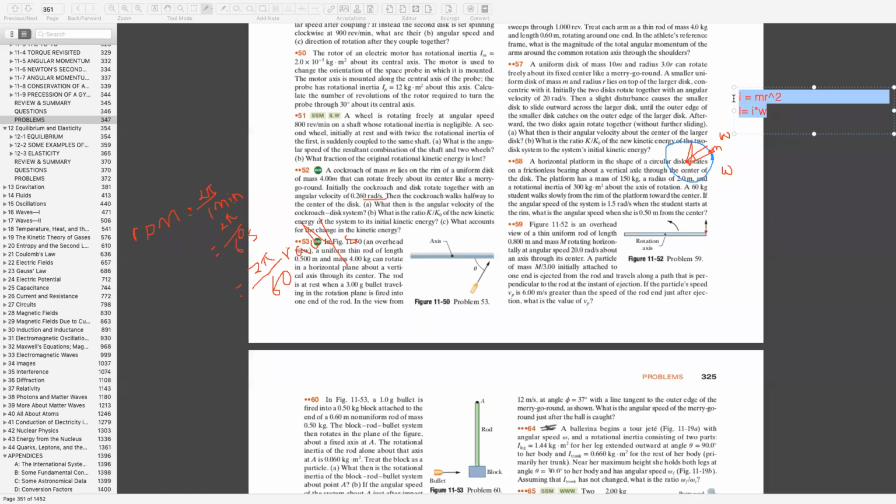We just analyze the cockroach, and after the cockroach moved halfway to the center, then the r changed to 1/2, right? Yes. Okay, let's use a different color. Then the new one will be I2 equals M times 1/4 R squared, right?